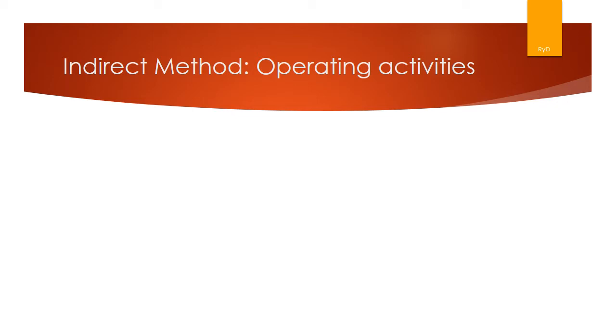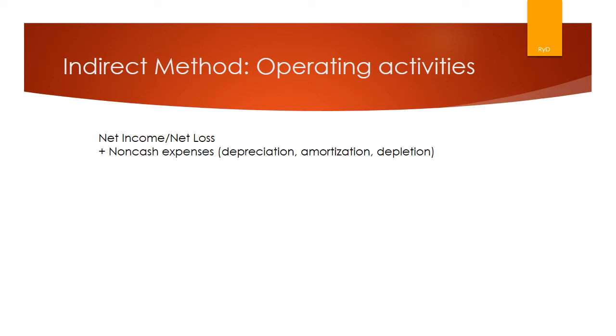Mag-start siya sa net income or net loss. And then, i-add na to ang non-cash expenses. So, ang example sa non-cash expenses class, depreciation from our property, plant, and equipment, or amortization ba karon gikan sa atong mga intangibles, or depletion. Kining depletion class, nag-involve ni siya og mga natural resources. So, higher accounting pa ni nato ma-meet kining si depletion.